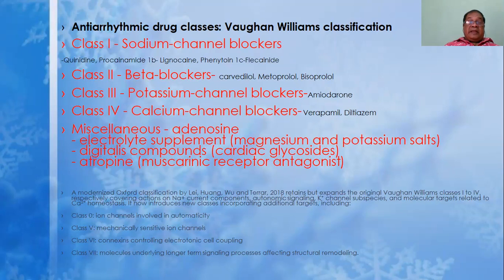So in the recent classification, also called the Oxford classification, other groups of drugs are included. In class 0, ion channels are involved in automaticity. These drugs act upon these ion channels involved in automaticity. In class 5, there are mechanically sensitive ion channels upon which these drugs act. In class 6, connexin, controlling electrotonic cell coupling. These drugs act upon this site. In class 7, molecules underlying longer term signaling processes. So it's for the chronic treatment of the arrhythmia that these drugs are used.